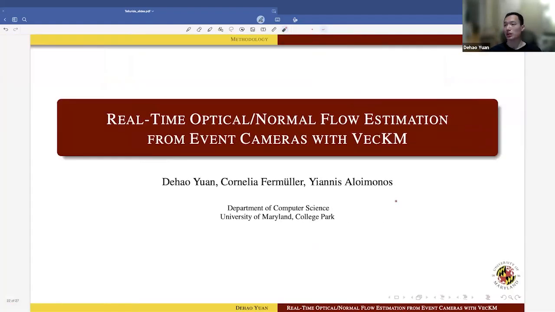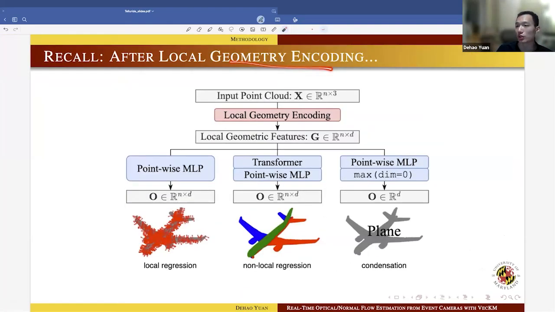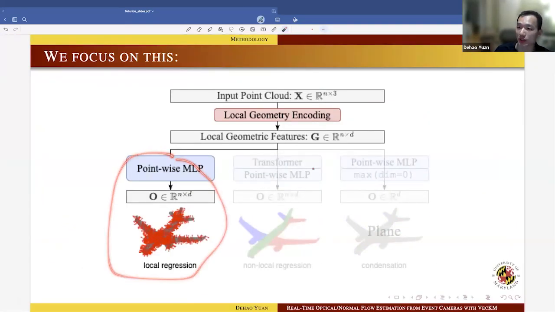And so I want to introduce an extension of this encoding. As you can see, this is a very fundamental algorithm that can be applied to many different tasks. One task is real-time optical flow or normal flow estimation from an event camera. Recall that after local geometry encoding, we can have different tasks. In this problem, we will focus on local regression. The input is a point cloud, in this case an event camera's event stream. An event stream is XYT, so it is also three-dimensional and can be regarded as a point cloud.